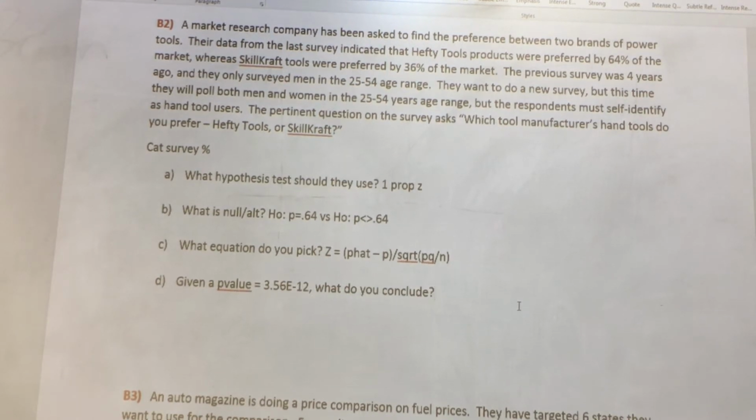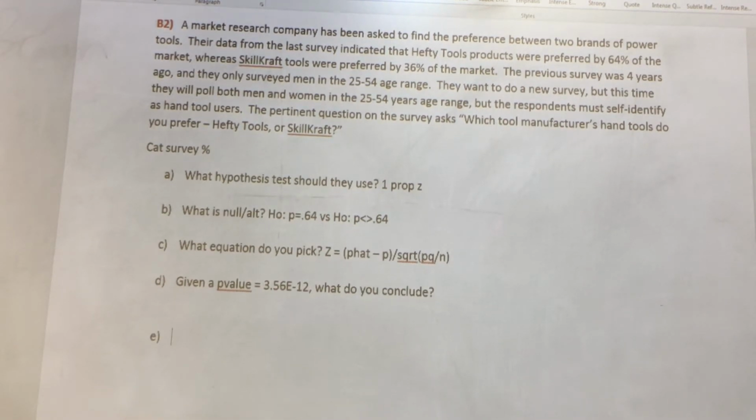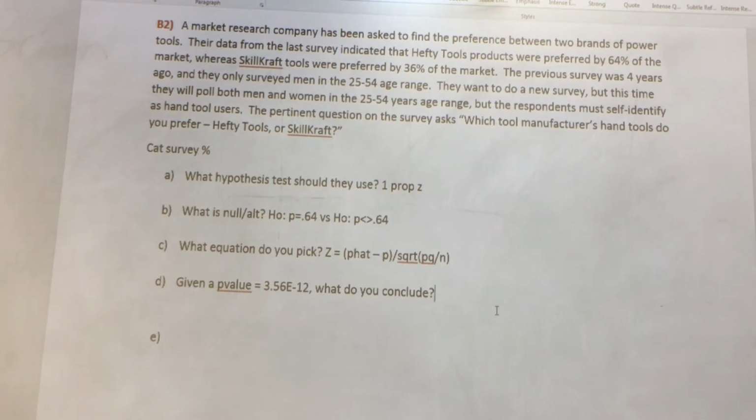Definitely reject. What word may you be tempted to use when it's that small? Accept. You could use the A word on that one, but I don't want that in my conclusion. So given that p-value, what's your conclusion? Reject. We reject the null, which means what?